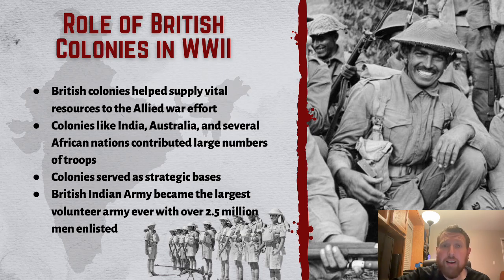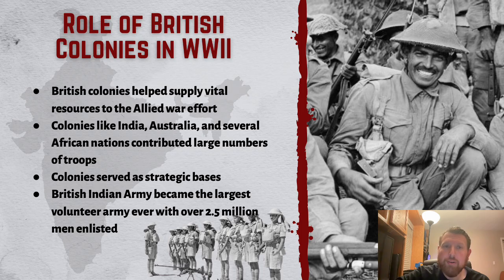Colonies like India, Australia, and several African nations also contributed large numbers of troops who fought in various theaters of the war. These colonies also served as strategic bases and staging points for military operations, significantly enhancing the Allies' global reach and logistical capabilities.